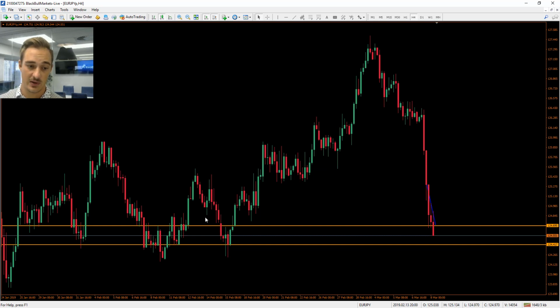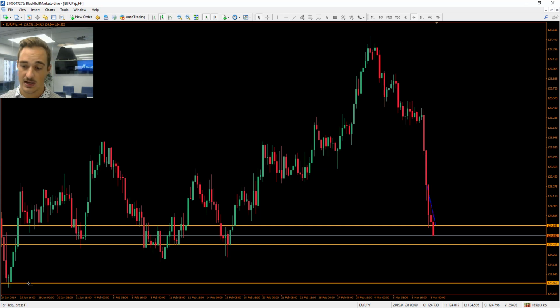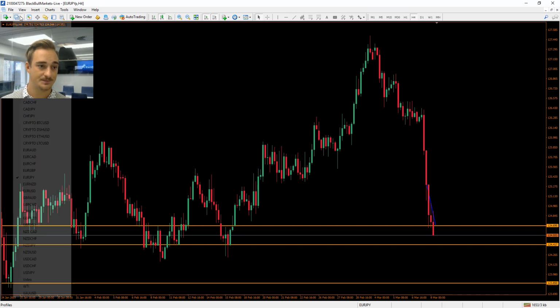But if it does break, we could see possible moves further down to this low we had back here in January of this year for 123.850. And then moving on to our Euro US dollar.